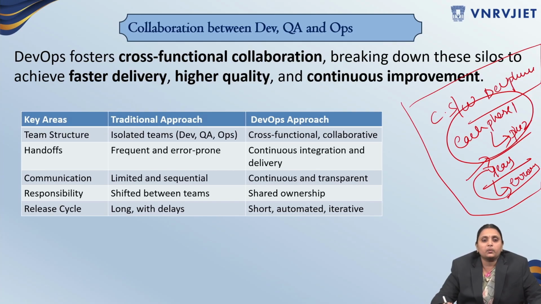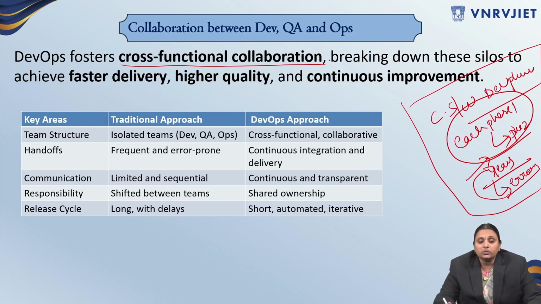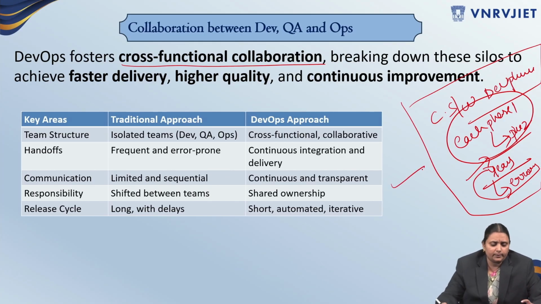To avoid that, we are going to focus on DevOps. DevOps fosters cross-functional collaboration, breaking down silos to achieve faster delivery, higher quality, and continuous improvement. Here, to show the difference between DevOps and the classical traditional approaches, I am going to prepare one table. Here are the key areas we are going to focus on, and how our traditional approach and our DevOps approach work for these areas.